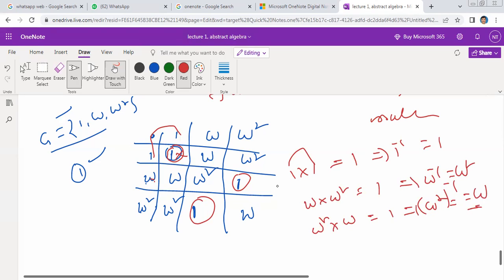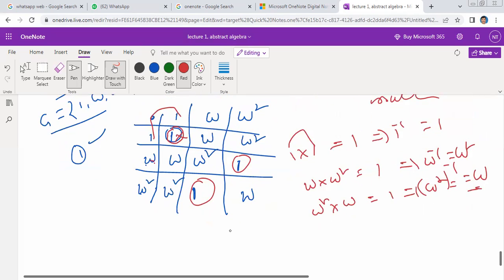So this is the Cayley's table. And by using Cayley's table also, we can say whether it is a group and whether it is abelian. Is it an abelian group? Abelian is also satisfied. You see, omega into omega square is the same as omega square into omega. This is equal to 1. Therefore, this is an abelian group.